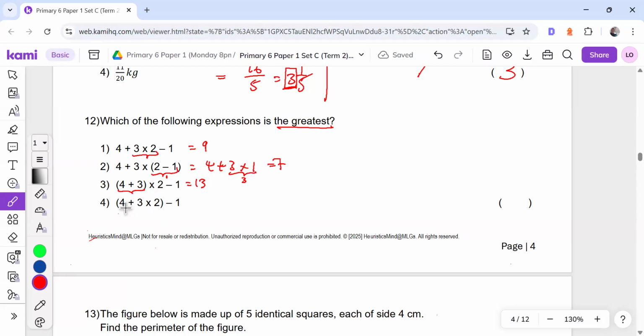And then next one will be 4 plus 3 times 2. You must do the bracket first. But inside the bracket, you must do the times first. So 4 plus 6, that will be 10. 10 minus 1 will be 9. So which one is the greatest? So answer number 3. Okay?